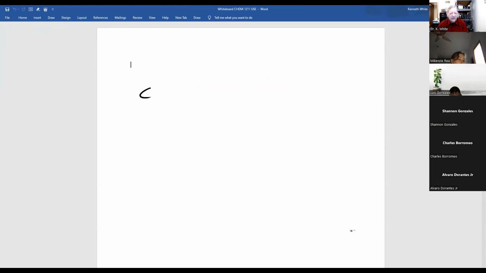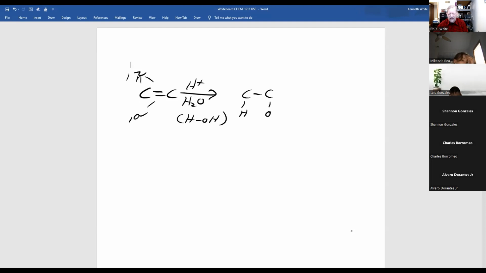And let me just remind you, remember this is HOH. There's one pi bond, one sigma bond, break the pi bond, one carbon gets H, the other gets OH, and now you know you've made an alcohol. Before I didn't mention it because you didn't know what an alcohol is, and it follows Markovnikov's rule, switch on for this.